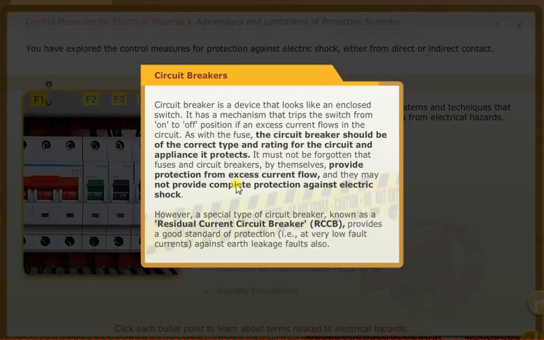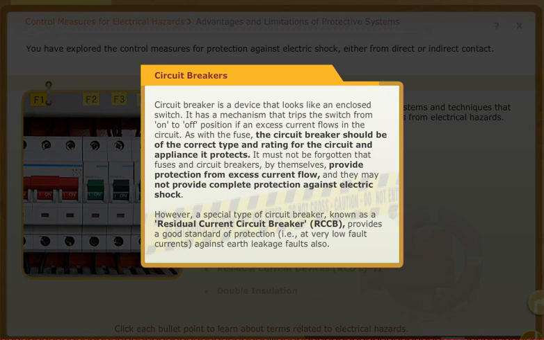Circuit breakers. Circuit breaker is a device that looks like an enclosed switch. It has a mechanism that trips the switch from on to off position if an excess current flows in the circuit. As with the fuse, the circuit breaker should be of the correct type and rating for the circuit and appliance it protects. It must not be forgotten that fuses and circuit breakers by themselves provide protection from excess current flow, and they may not provide complete protection against electric shock.